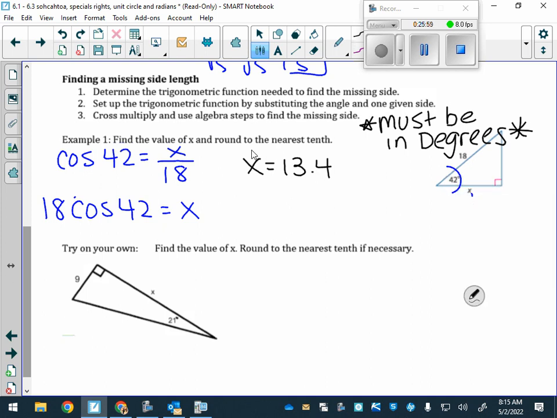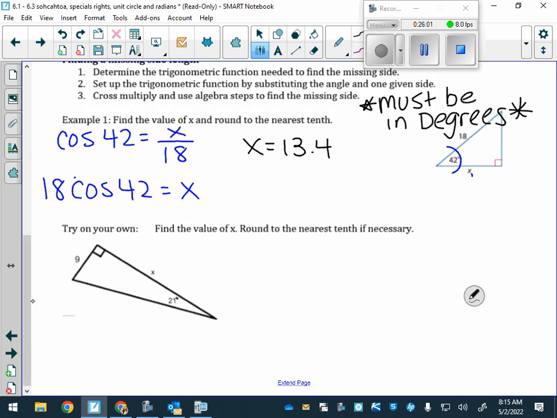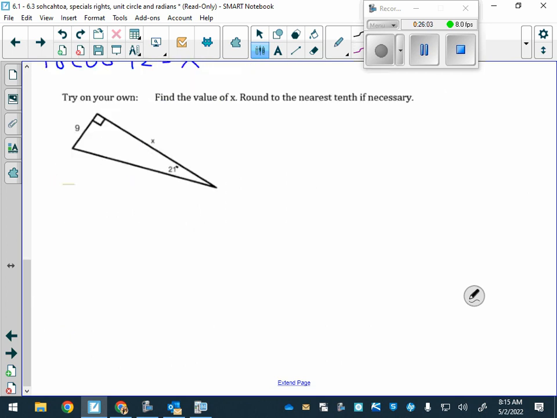All right? So let's try, you guys are going to try this one on your own. However, before you begin, actually we're going to do this one together. We're given this angle. What are we using? Sine, cosine, or tangent? Tangent. Good. Tangent of 21 equals 9 over x. So how do I go about solving? This looks a little different.